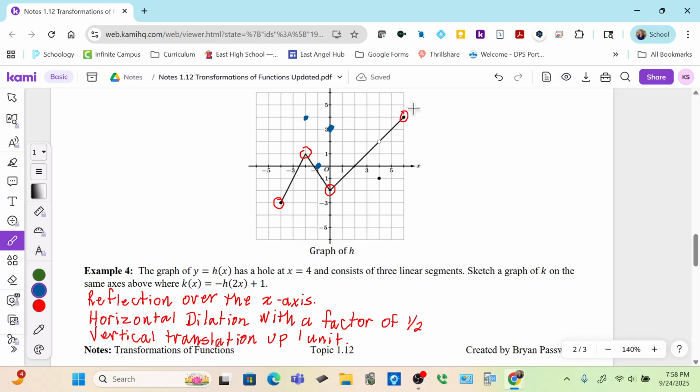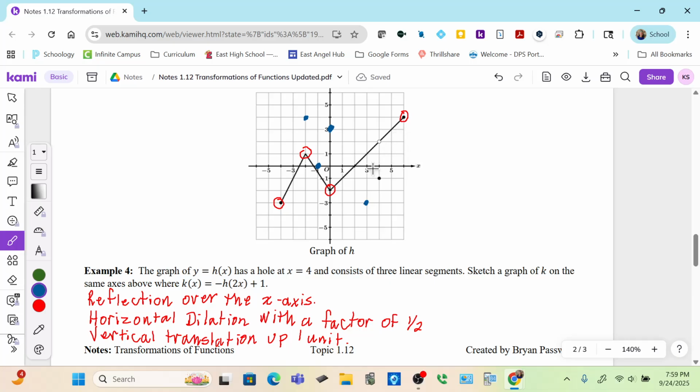This point on the far right is at 6, 4. So it would reflect to 6, -4. Multiply the x value by 1/2. So 1/2 of 6 is 3. And that shifts up 1 as well.